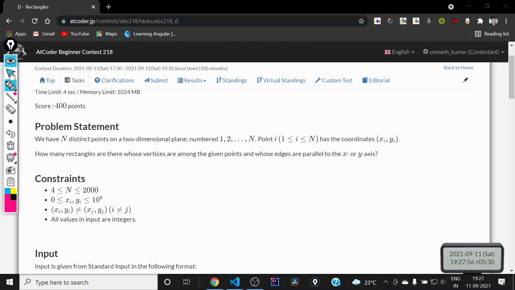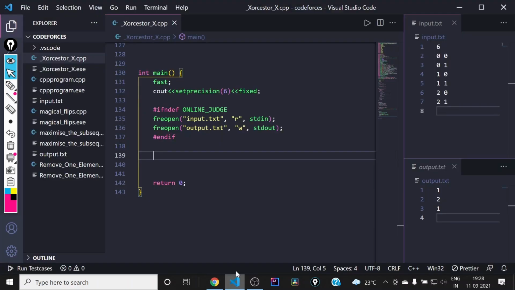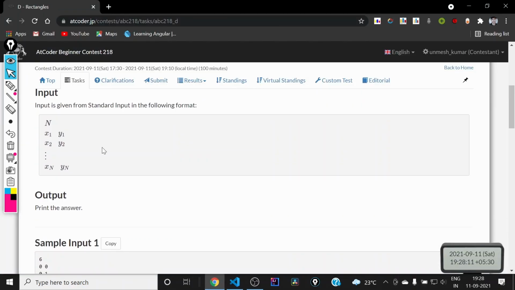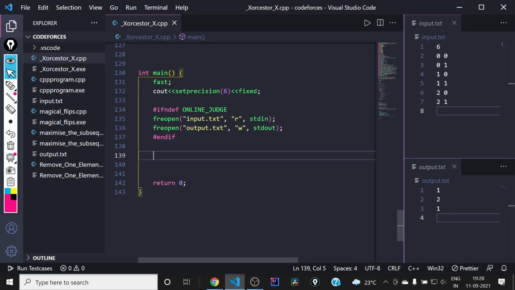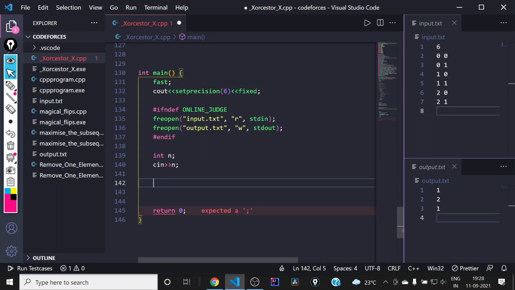So we can now start implementing it. The things that are not clear will become clearer when we implement it. First of all, I will take the input. First we need to take the input n, and then we need to take all the endpoints as input.